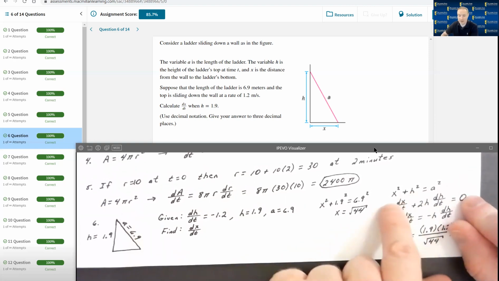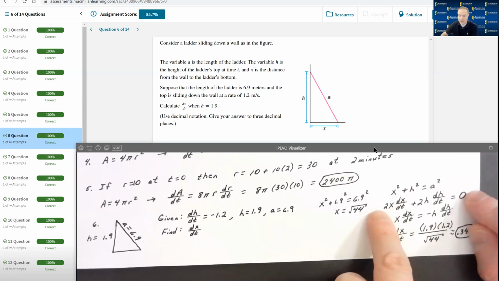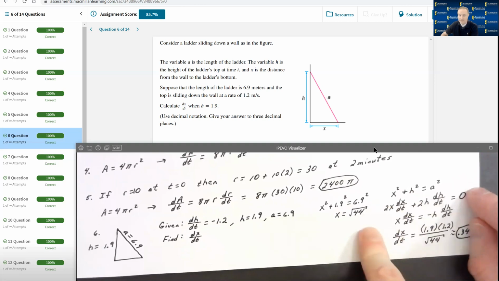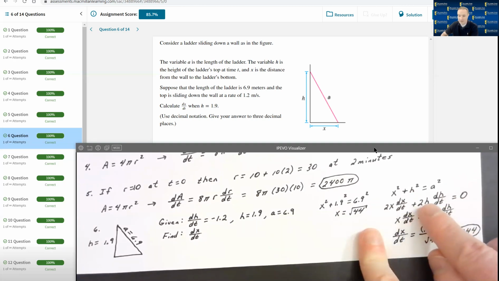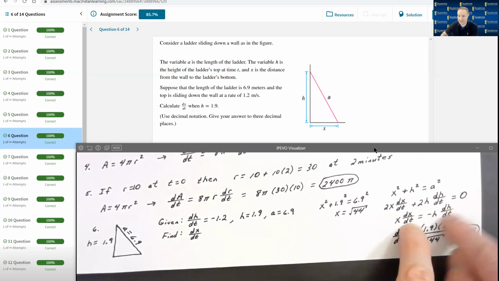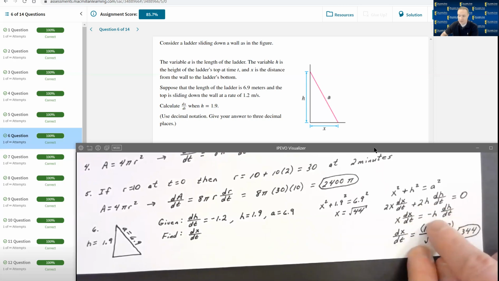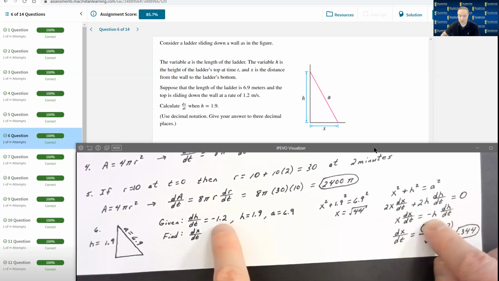Now, I go ahead and solve out, and I can say, well, once I put the 0 over here, how about I go ahead and divide both sides by 2? So I did that. Once I divided both sides by 2, I moved the h dh dt to the right side. It became negative. Now, I need to solve for dx dt. So I can say, well, dx dt is everything I have over here divided by x.